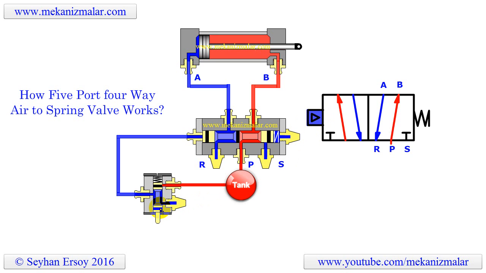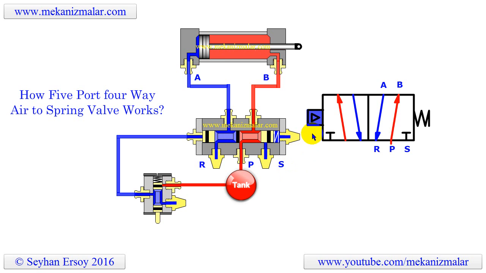Let's investigate the operation of the main flow valve. Initially, the spool of the main valve is located on the left and the piston is in the retracted position. This is the biased position of this valve, since the spring at the right side of the main valve forces the spool to the left.